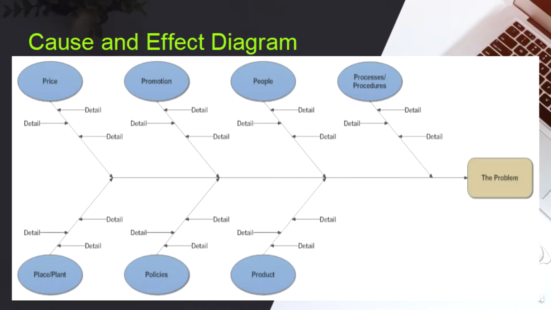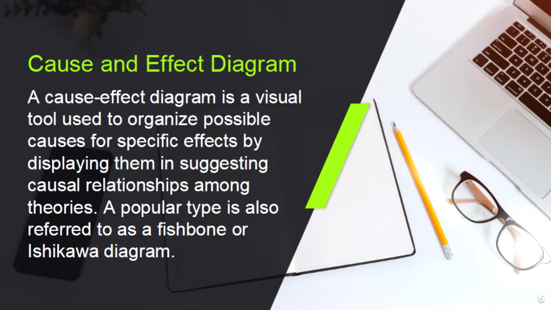Now, let's move to this diagram. It's called cause and effect diagram. A cause and effect diagram is a visual tool used to organize possible causes for specific effects by displaying them and suggesting causal relationships among theories. A popular type is also referred to as fishbone or Ishikawa diagram.